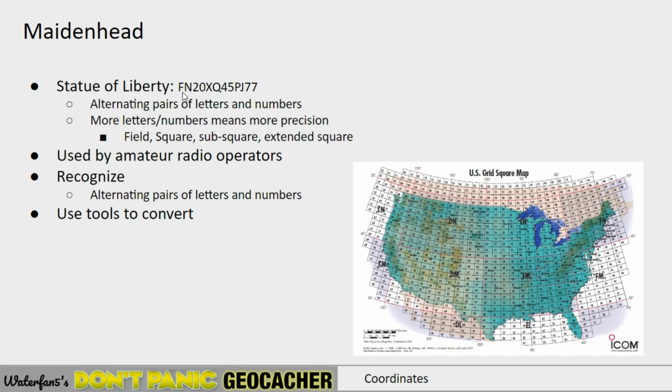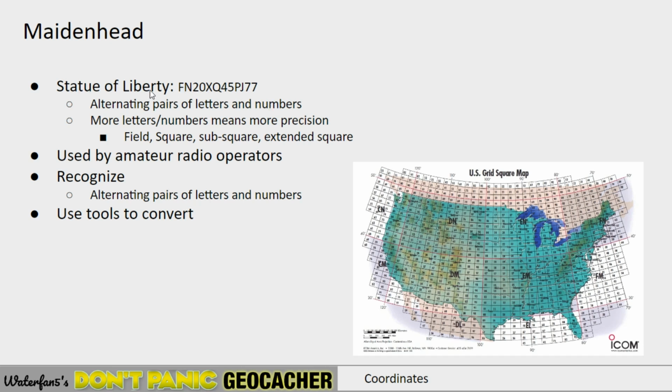So FN already indicates a location. Here we see FN is actually Northeast America. If I do FN20, it gives me a square within America, roughly around the New York area. Now if I add XQ, I get more precision, and so on. The more pairs I use, I basically each time divide my square into smaller squares, and I alternate numbers and letters, adding more precision each time.